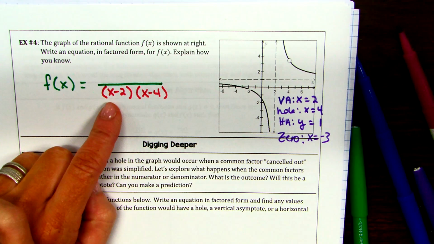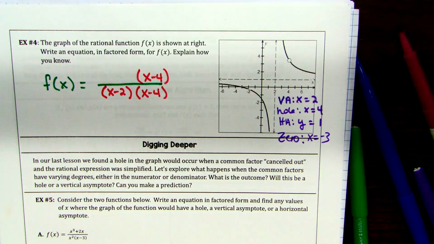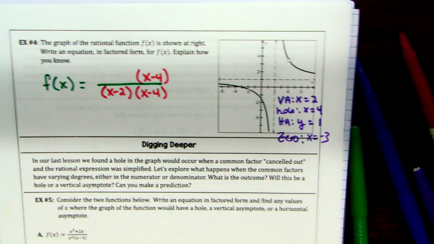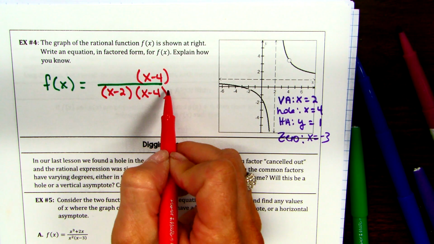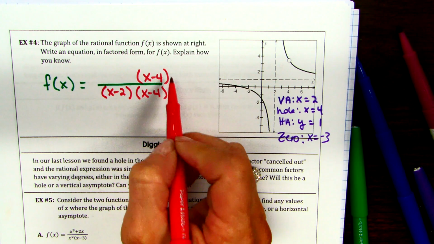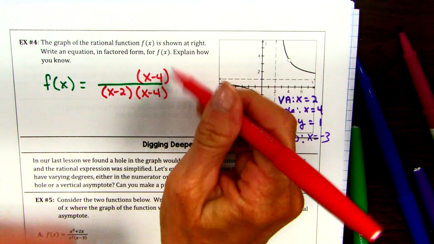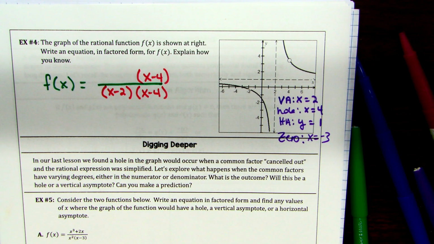To be a hole, you had to cancel, right? Canceling makes you a hole. Again, could I have done x minus 4 to the 25th on top and x minus 4 to the 24th on the bottom? Yeah, or 25 and 25. There's an endless number of exponents you could do on that. But as long as it cancels in the denominator, it's a hole. Okay? That's the easiest one.